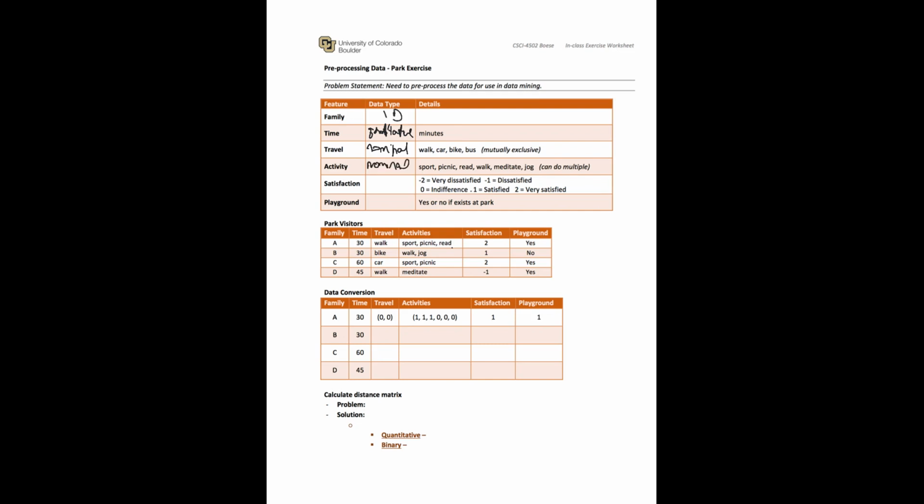Now for satisfaction, we see -2 through +2 are the different values, and this is more of an ordinal value that they're selecting. There's order to it. And then for playground, whether or not it exists, that's a yes or no, so there are only 2 options, which therefore makes it a binary.